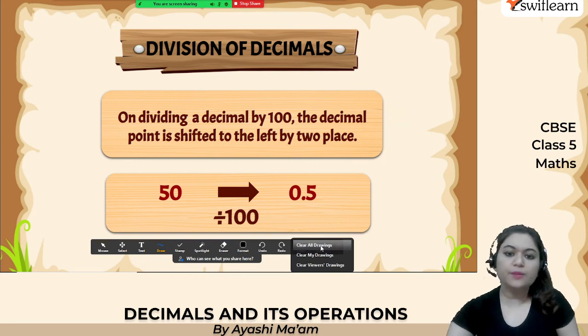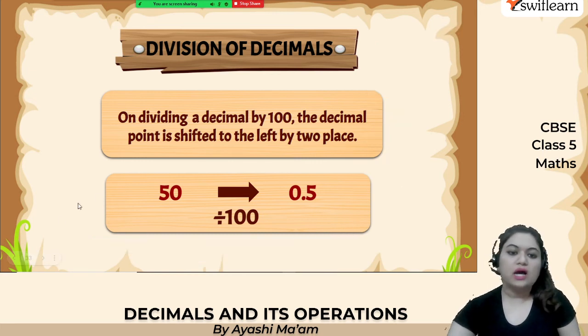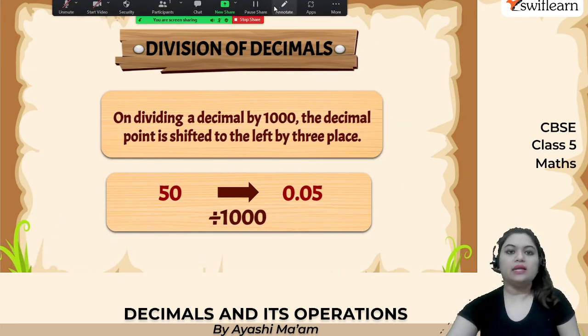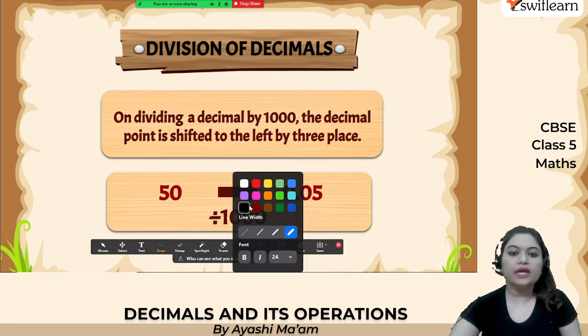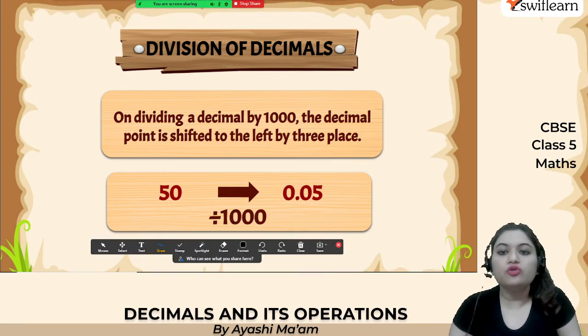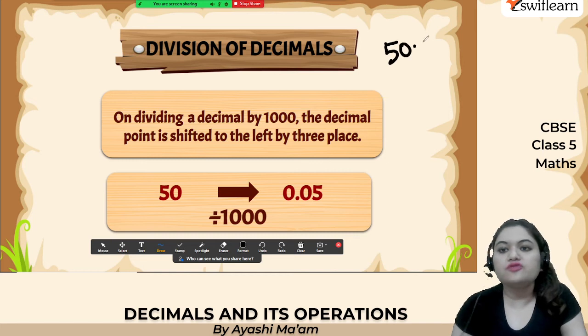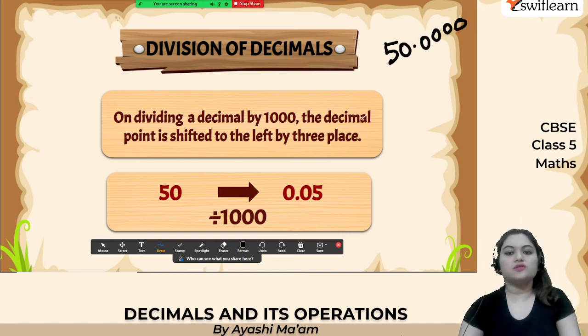So here we are simply doing the opposite of what we did while multiplying by 10, 100 and 1000. We were moving towards the right. Here we are moving towards the left. Again we have, suppose, 50.000, and in 1000 there are 3 zeros, right?